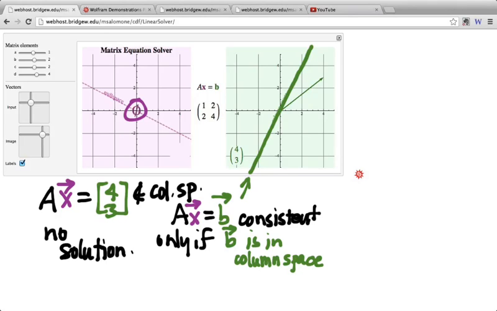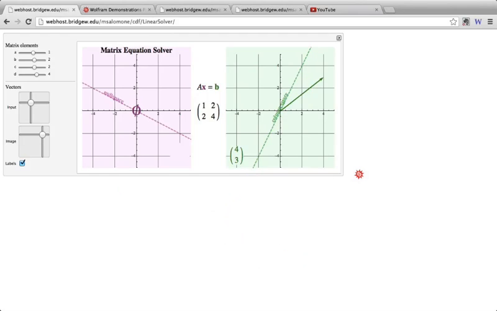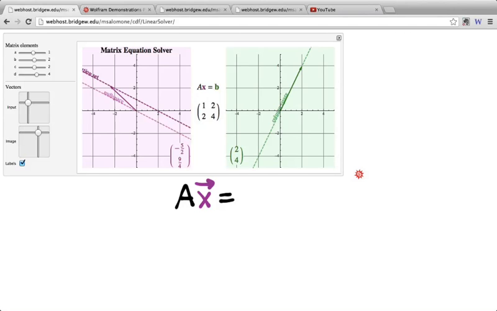Okay, but what if we choose a B that is in the column space? Then what is the nature of the set of solutions of this particular system? So let's adjust this so that we're at, I don't know, (2, 4). (2, 4), there we go. Now the system of equations, or the vector equation, I guess, AX is equal to (2, 4). How many solutions does it have?